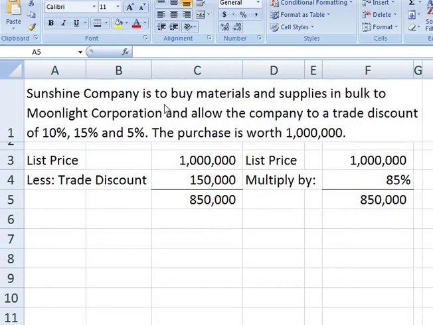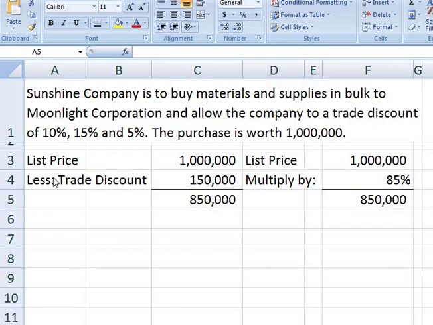So, what if the same information, the same data, except that this time there are 3 trade discount rates given. So, instead of giving only 15%, Moonlight Corporation allowed these 3 trade discounts for Sunshine Company. So, how do we compute the invoice price if this is the case?